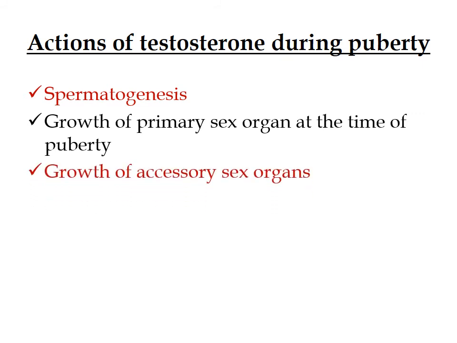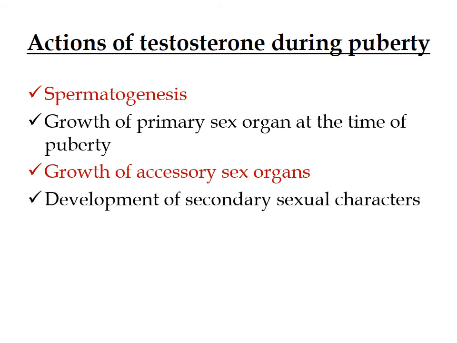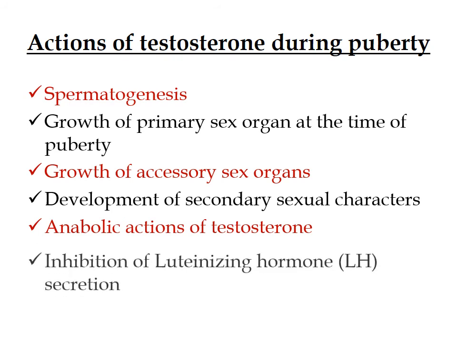Growth of accessory sex organs. We have seen the various ducts, glands, etc., which do not have a role in the formation of gametes, but are required for reproduction. So those structures also increase in size. Development of secondary sexual characteristics will be seen at the time of puberty as a result of testosterone function.